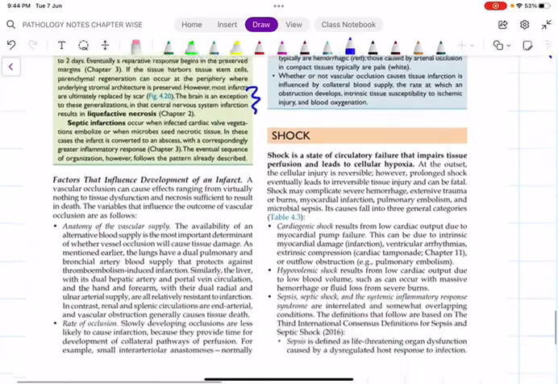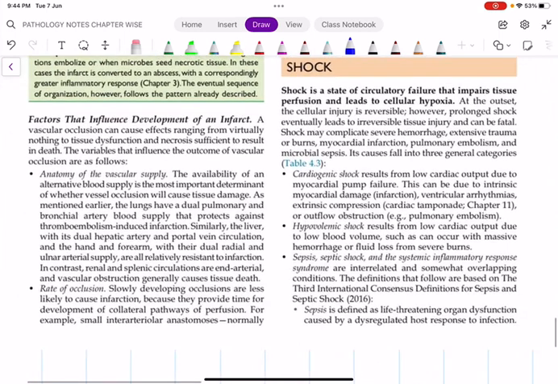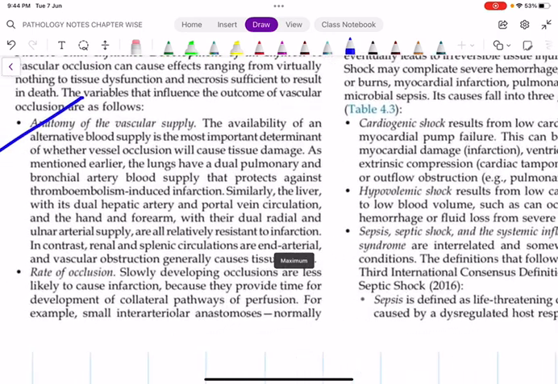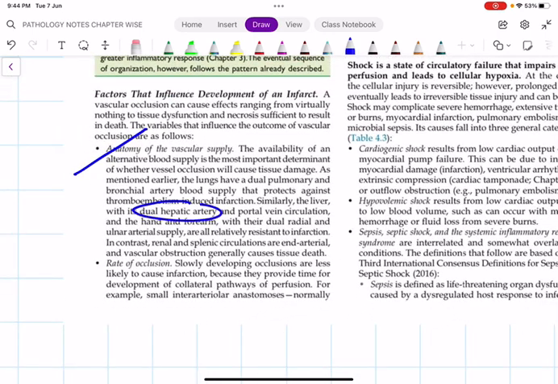What are the factors that influence development of an infarct? Anatomy of the vascular supply. I told you, end arteries we will have what? White infarct. Whereas dual circulation due to venous occlusion drainage in lung, intestine will have red infarct. Another important thing: the liver has both hepatic artery and portal vein circulation. They are relatively resistant to infarction.